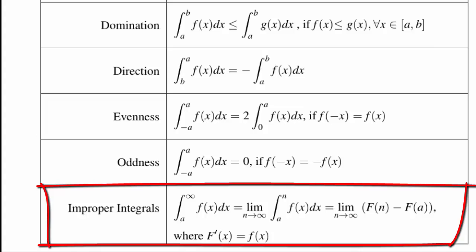And so when we evaluate the antiderivative at the upper, the lower, or both limits, it is actually a limiting process.